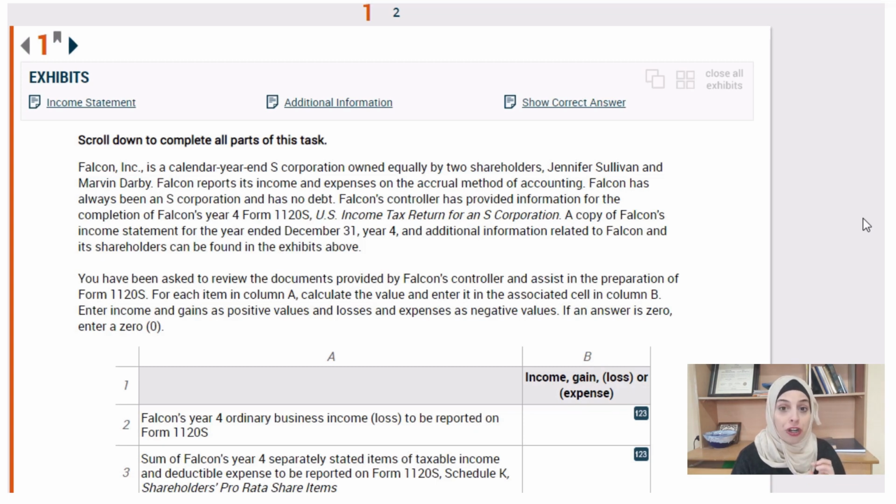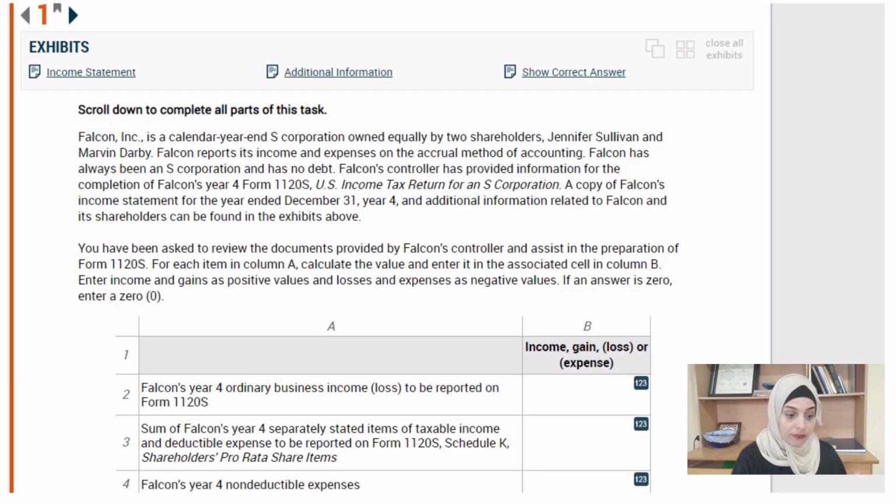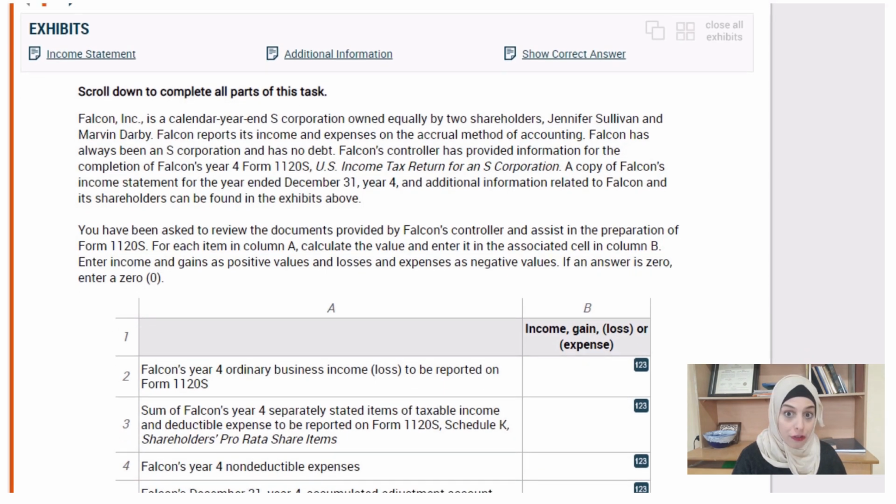Because we want to earn as much points as we can. So we always want to start with the things that give us points. Now, after you determine the question you want to begin with, you must read the question carefully, okay?